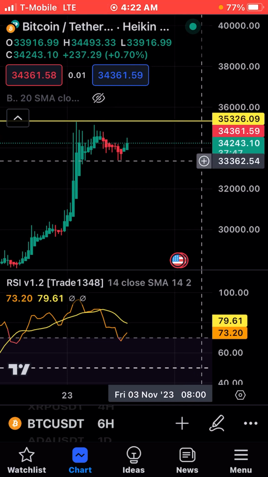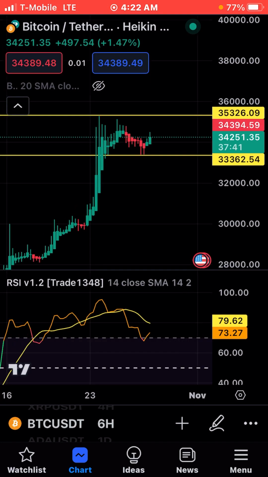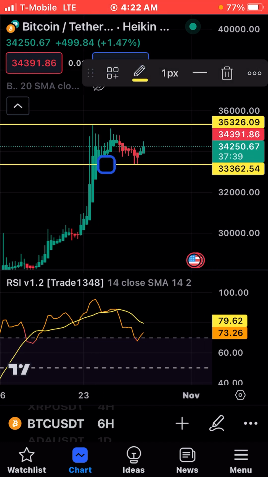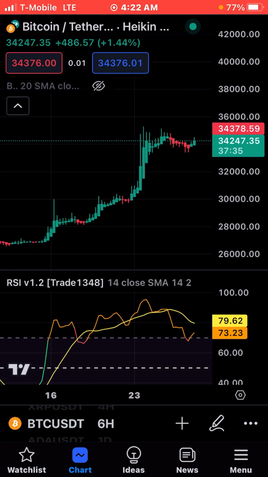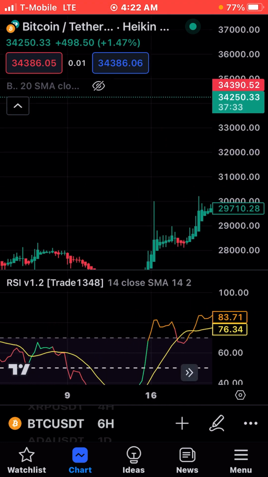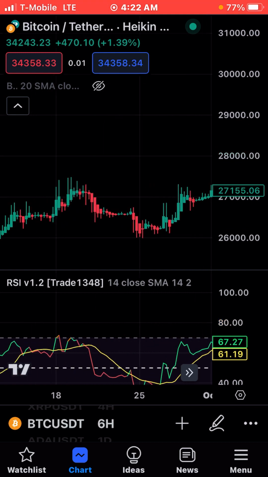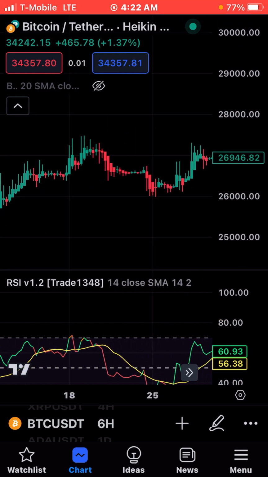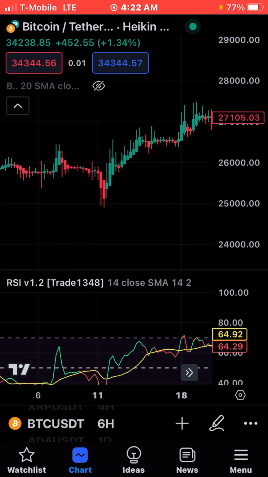So what you can do after you have your consolidation zone is wait for a breakout. You need to wait for it to break out. So let's go back and find some other consolidation zones that it did. Let's find a little run up and see if it had one.